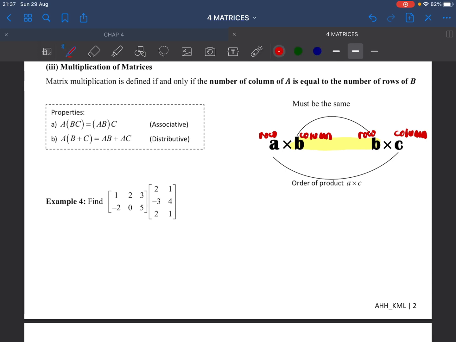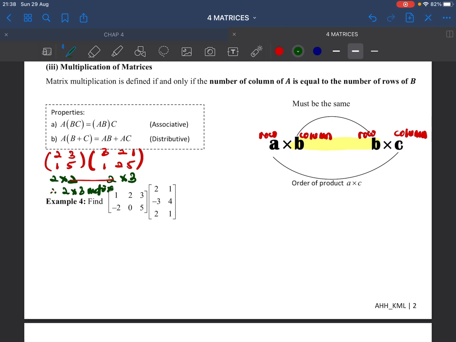Okay, contoh saya tunjukkan. Let's see if we have matrix 2, 3, 1, 5 multiply by 3, 2, 1, 1, 2, 5. Okay, so this is a 2 by 2 matrix. So this is a 2 by 3 matrix. So what we do, yang tengah-tengah ni sama kan, 2 dengan 2. So we are going to get a 2 by 3 matrix. Okay, so kita boleh multiplykan dia lah.